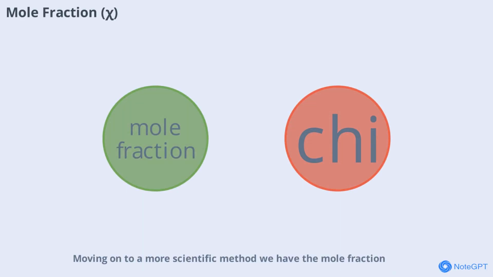Moving on to a more scientific method, we have the mole fraction, represented by the Greek letter chi. Mole fraction is the ratio of the number of moles of a component to the total number of moles in the solution. It's a dimensionless quantity, meaning it has no units. This method is especially useful in physical chemistry and when dealing with gases or mixtures where the number of particles is important.